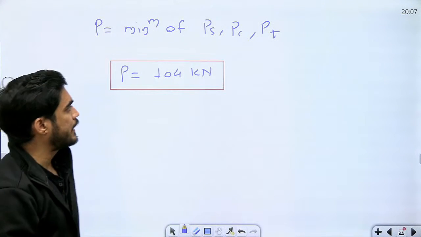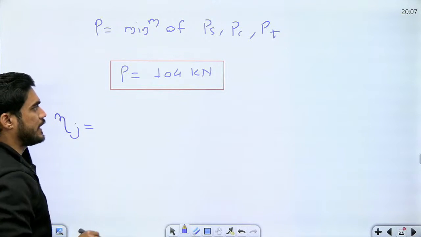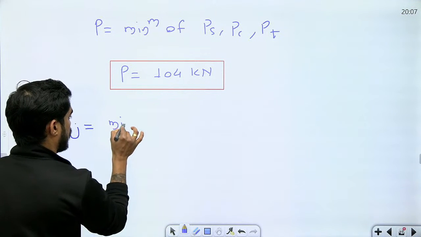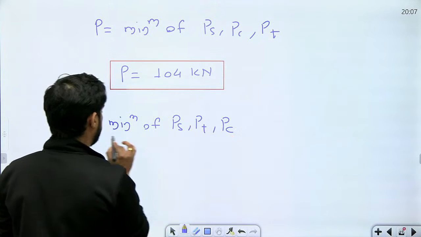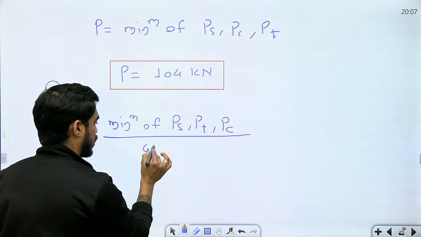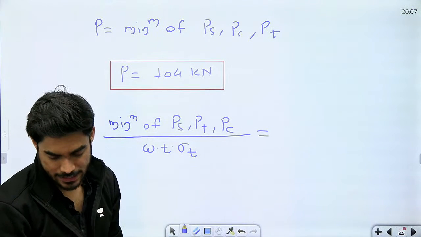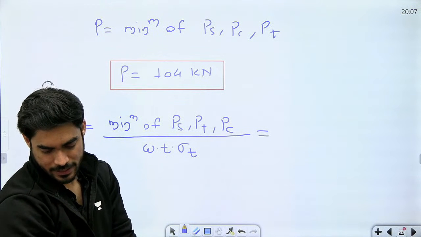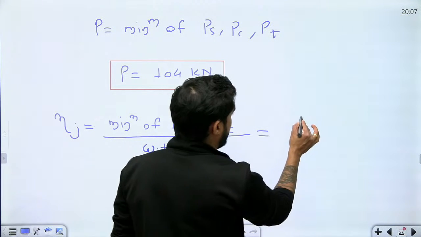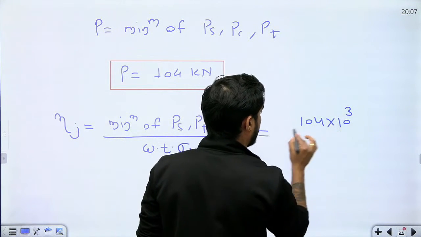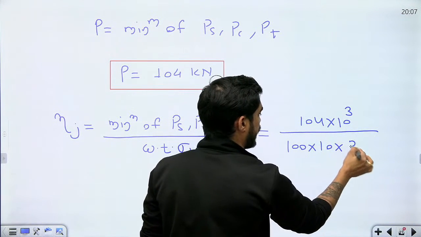Now I need to calculate the joint efficiency. So what is joint efficiency? Joint efficiency is the minimum of PS, PT and PC divided by W into T into sigma T. This was the equation of joint efficiency. So what comes on top? This will be 104 kilonewton divided by W means 100 into T into sigma T.